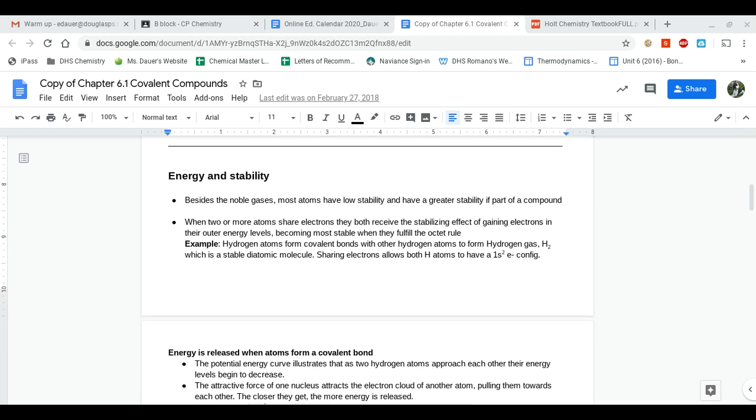All right, so second bullet point. When two or more atoms share electrons, they both receive the stabilizing effect of gaining electrons in their outer energy levels. A good example for this is hydrogen. You have a nice image in your textbook about this.